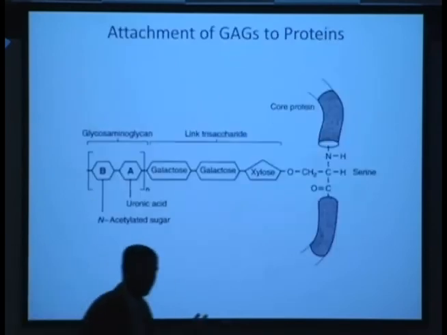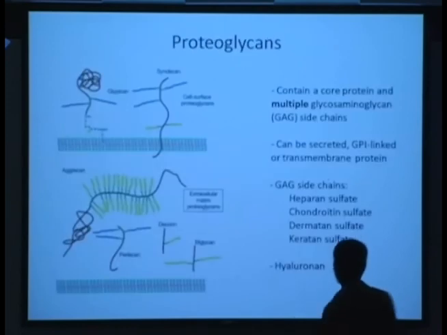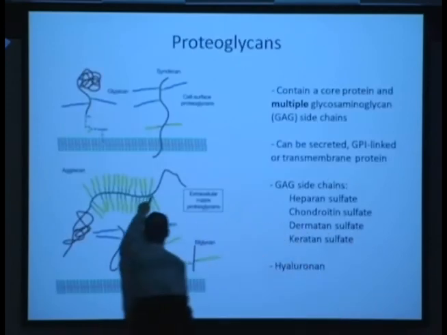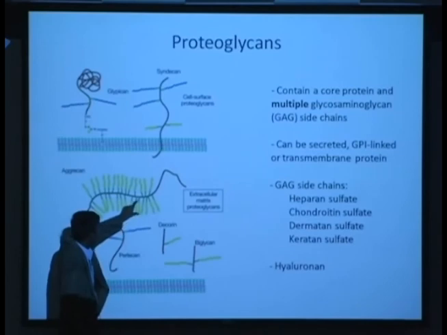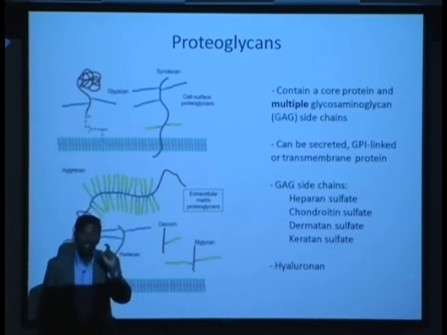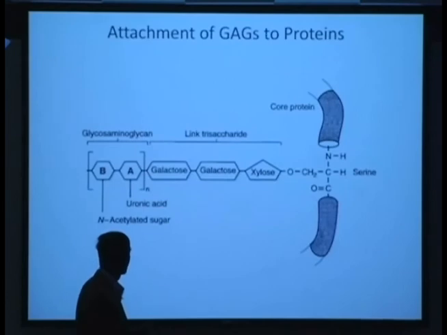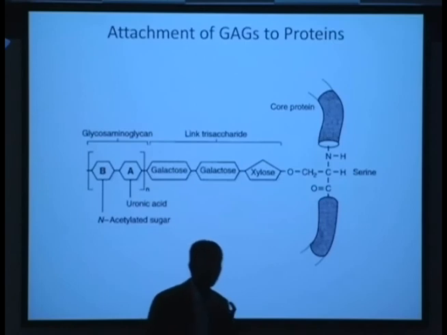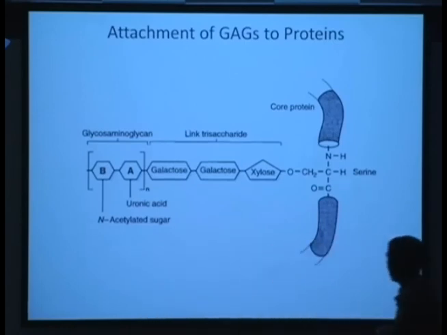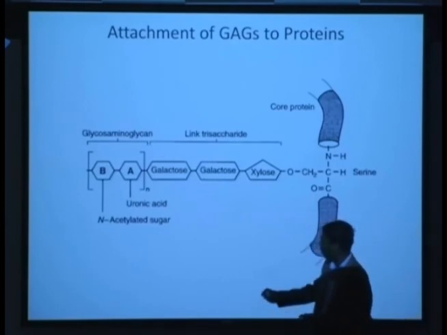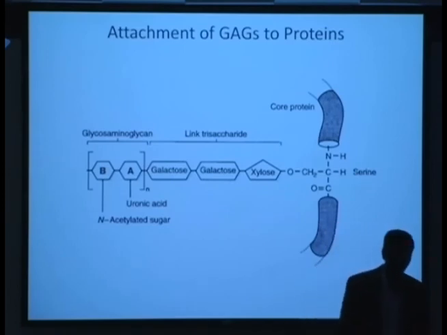And if you look at the linkage region, these GAGs are attached to the core protein at specific residues, which is often a serine residue, to which you first add xylose. Xylose is a pentose sugar. You add xylose, then a galactose, then another galactose, then a uronic acid, which is always glucuronic acid, and then you have a hexosamine. This hexosamine could be galactosamine or glucosamine.